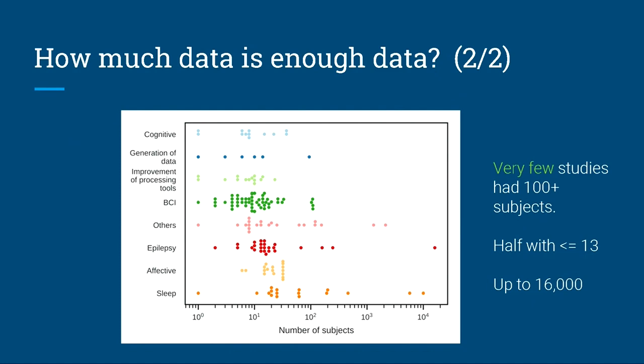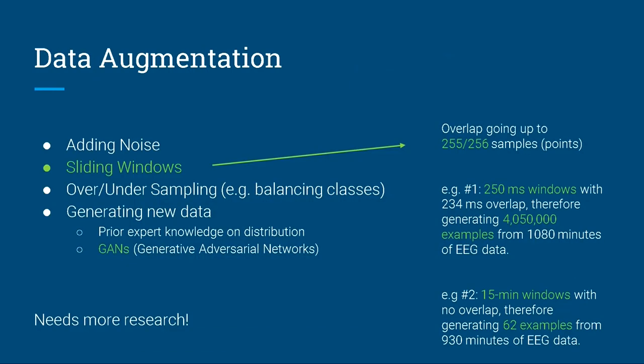The next question is, based on the number of subjects now instead of the number of minutes: very few studies have over 100 subjects. Half of them had less than 13 subjects. So when we talk about transfer learning and we try to use a deep neural net on a pool of subjects and then transfer to other subjects or use it on new subjects, we're definitely not there in terms of what people have been trying with the pool of subjects that they've been using. But in some cases, they've been using huge data sets, namely in epilepsy and sleep, as I said before.